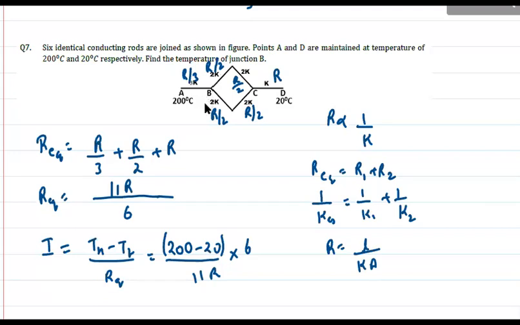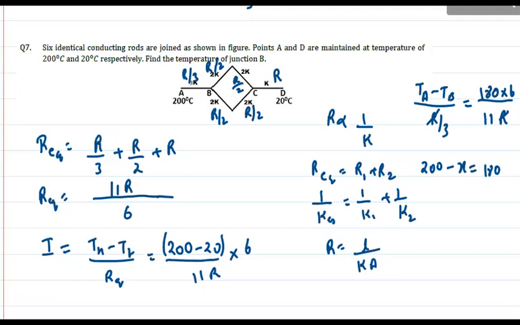So now we have to find the temperature at junction B. If we can get the current, the current will be the same, right? So temperature at A minus temperature at B divided by the resistance, which is R by 3, is equal to I only, which is 180 into 6 divided by 11R. So R will get cancelled, and 3 will be divided over here. So 200 minus TB, which is X, is equal to 180 into 6 by 3 into 11. So 3 will divide 2 times.